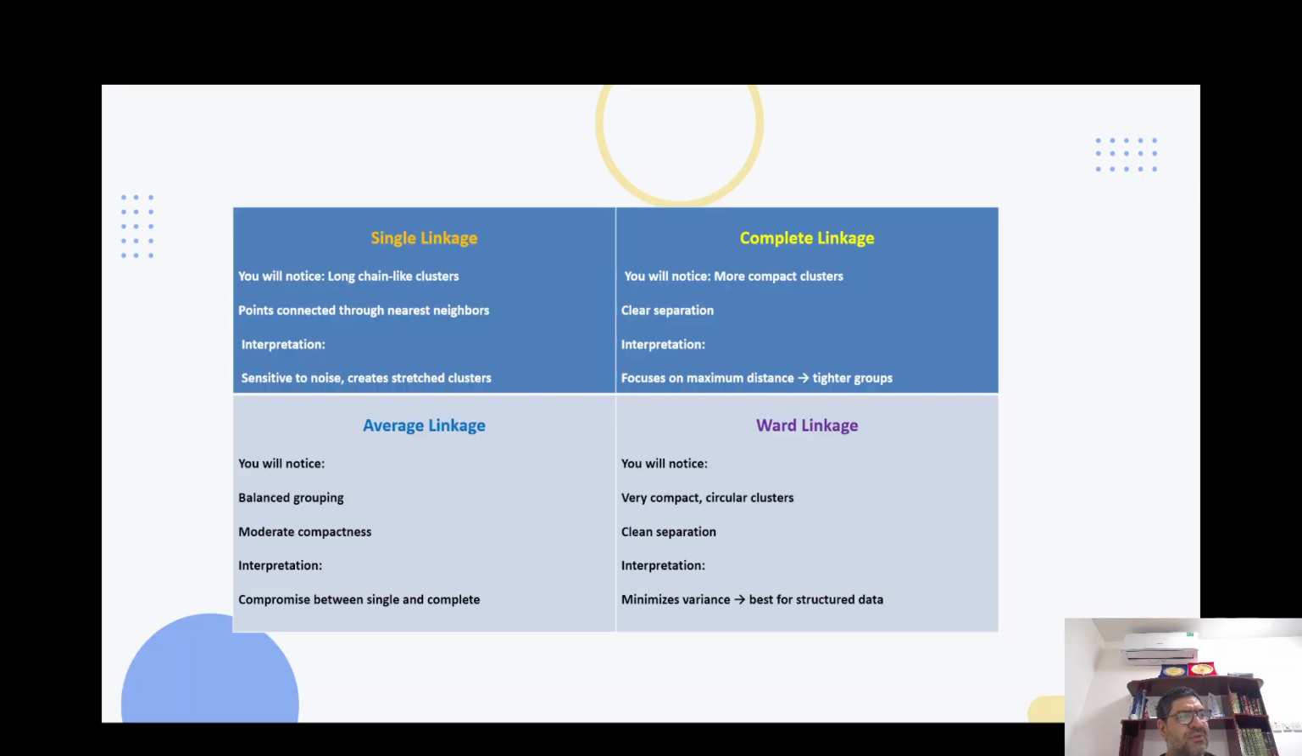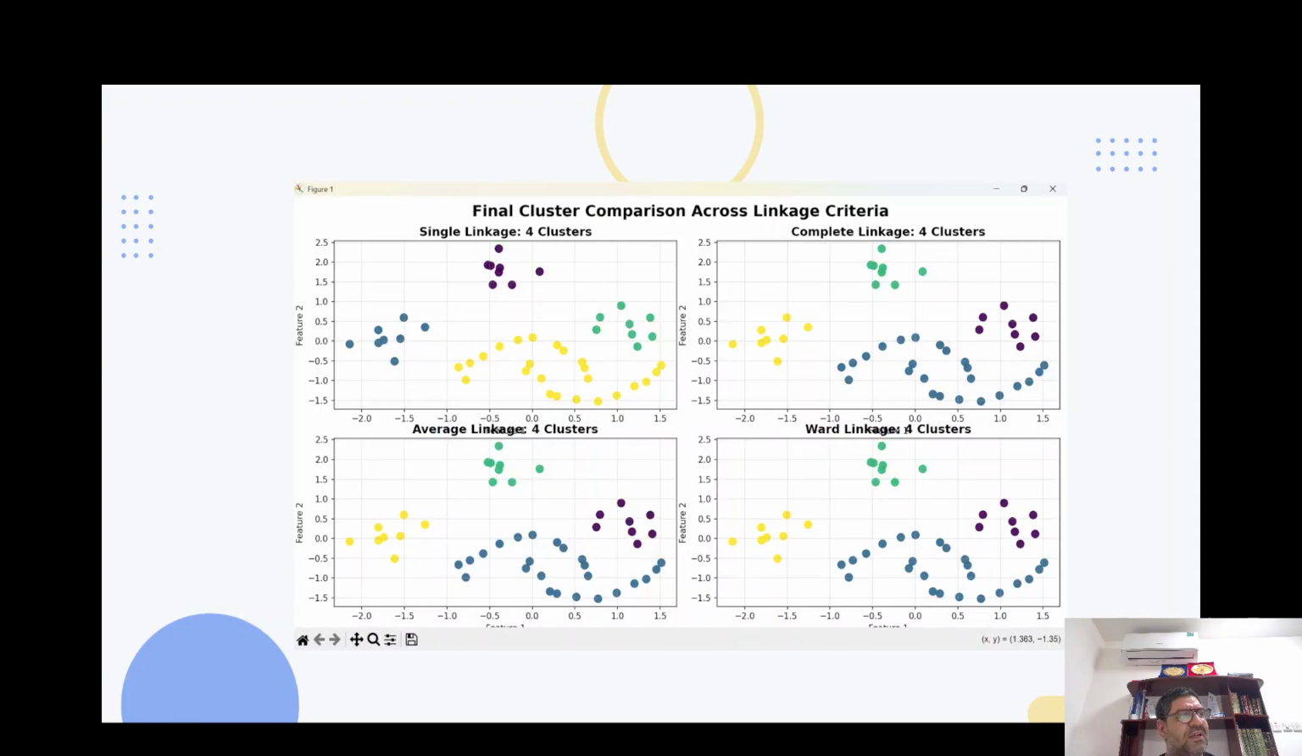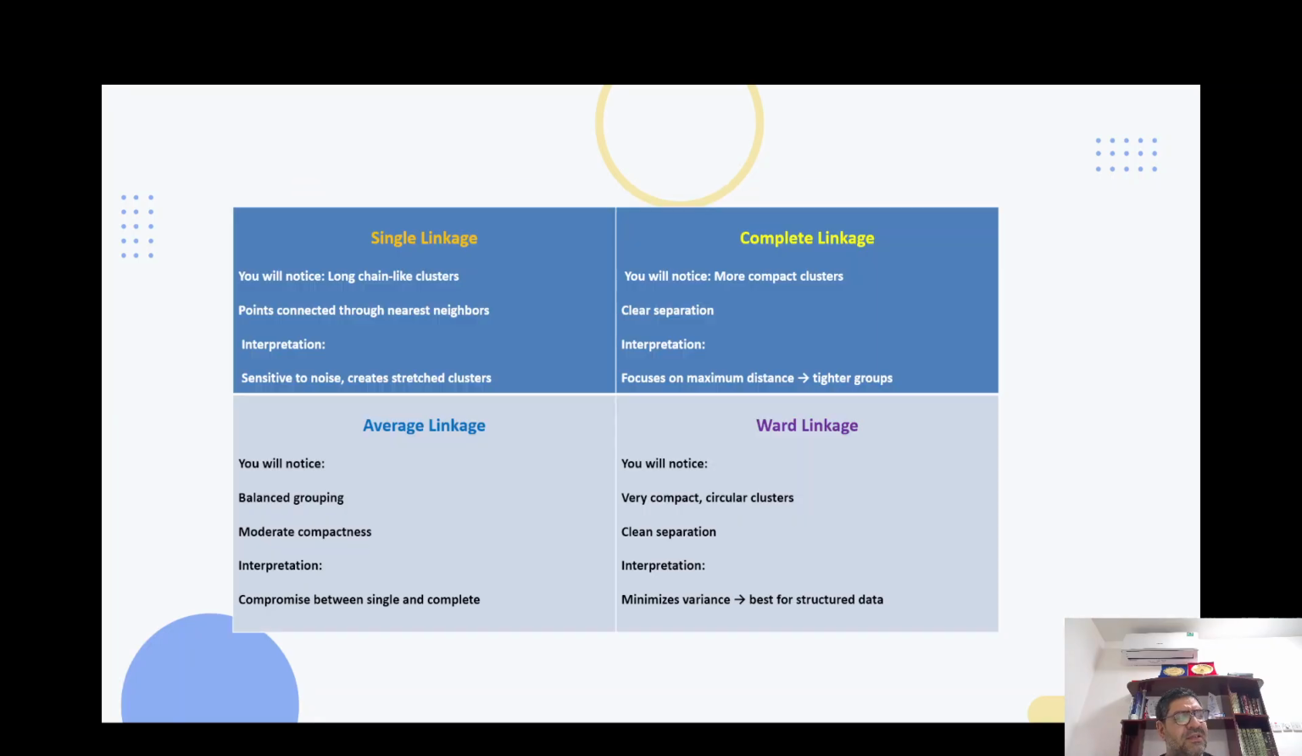It is sensitive to noise and creates stretched clusters. If you see the first figure on the left hand side, these are stretched clusters. So it is sensitive to noise. This can cause problems because these are stretched, and there is only one single point which is connecting a cluster with another.